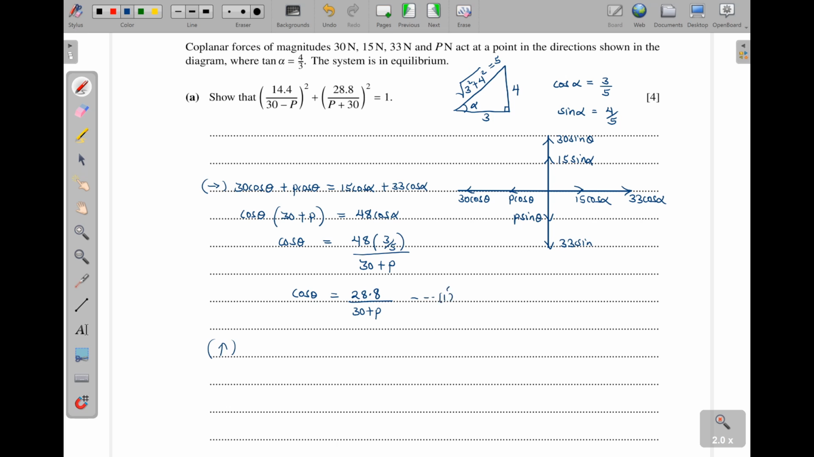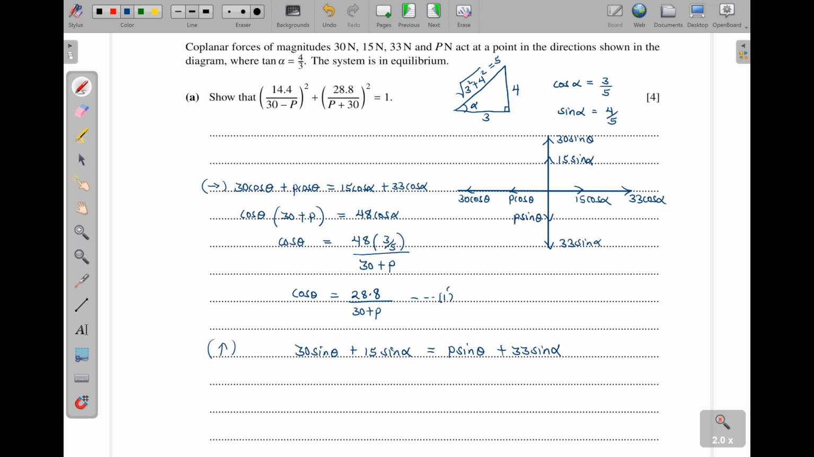Sorry, we can go now vertical. What is here is equivalent to what is down here. I think down here we must be having cosine of alpha. So we shall therefore have 30 sine of theta plus 15 sine of alpha, equal to p sine of theta plus 33 sine of alpha. Remember, sine of alpha is 4 over 5.